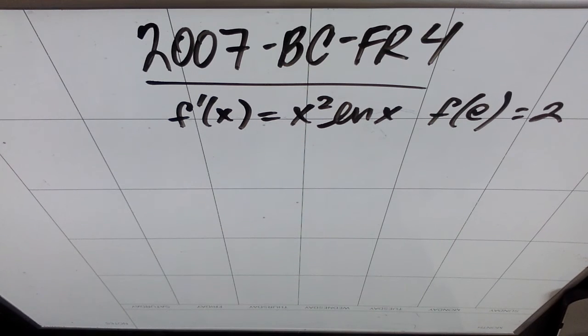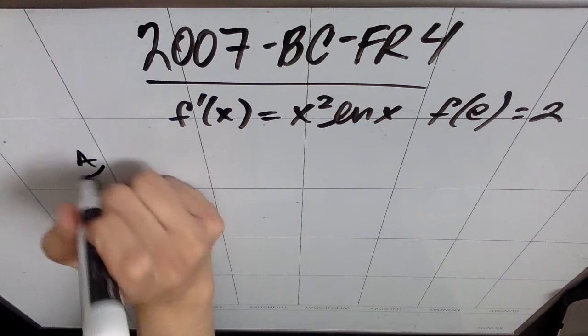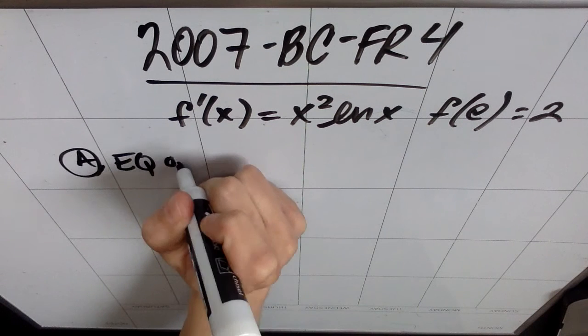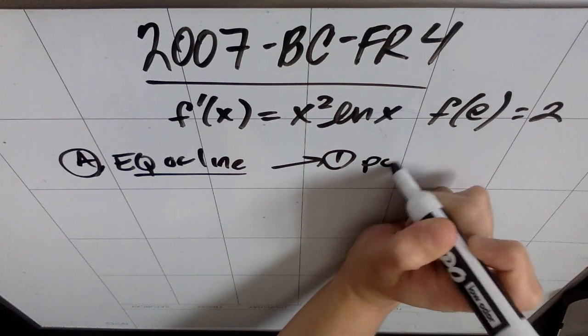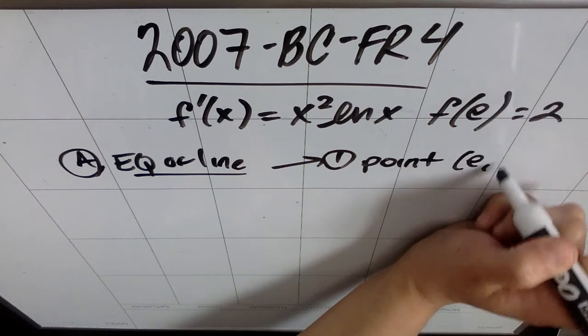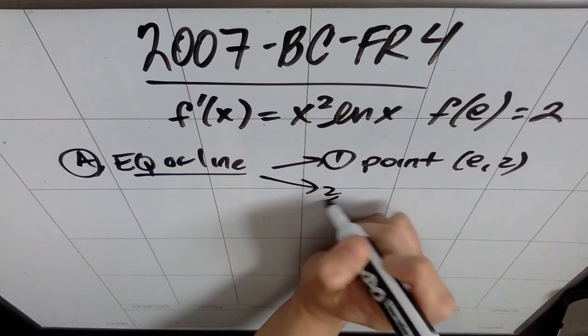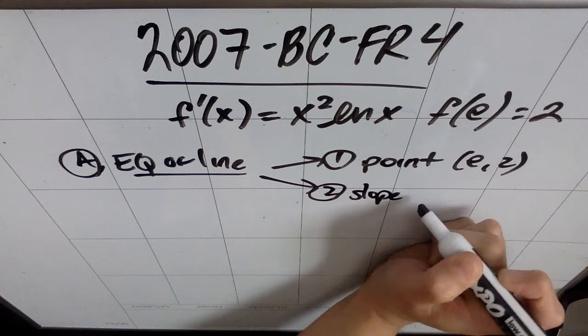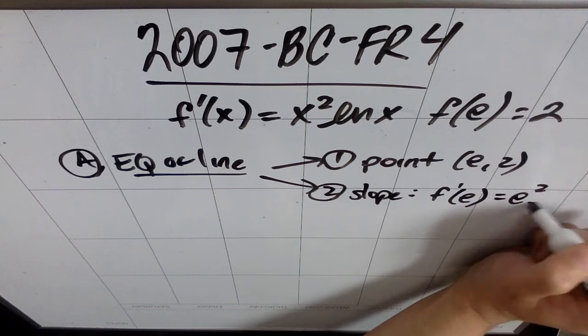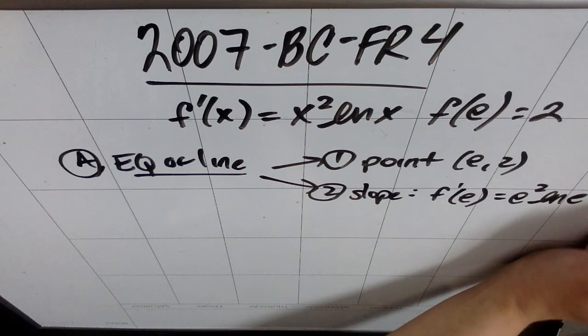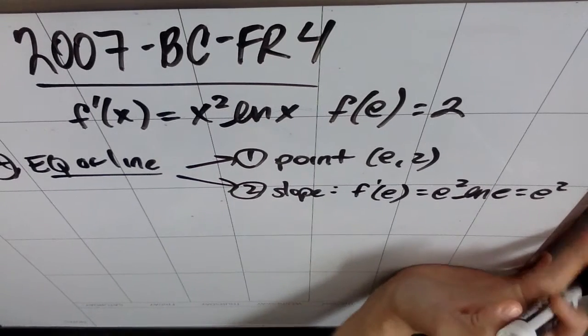All right, so remember, in order to write the equation of a line, we always need two things. So the equation of any line ever, we need, number one, a point. Well, that's convenient. They gave us the point. It is e comma 2. Number two, a slope. Well, my slope is just going to be f prime of e, which would be e squared natural log of e. So it's going to be e squared. So my slope is e squared.